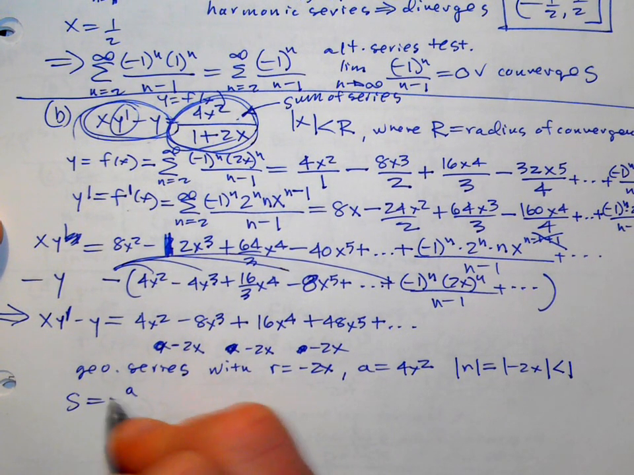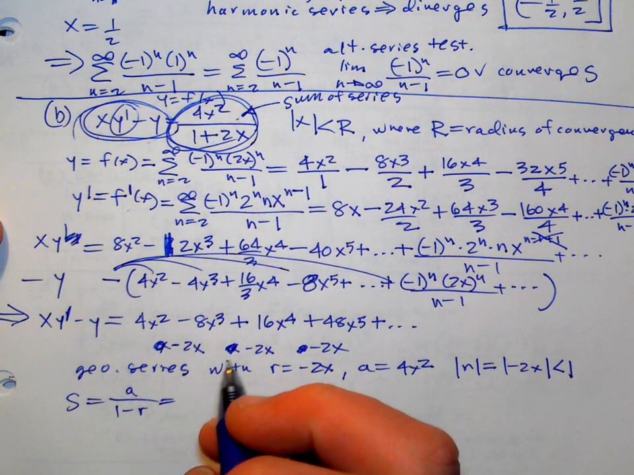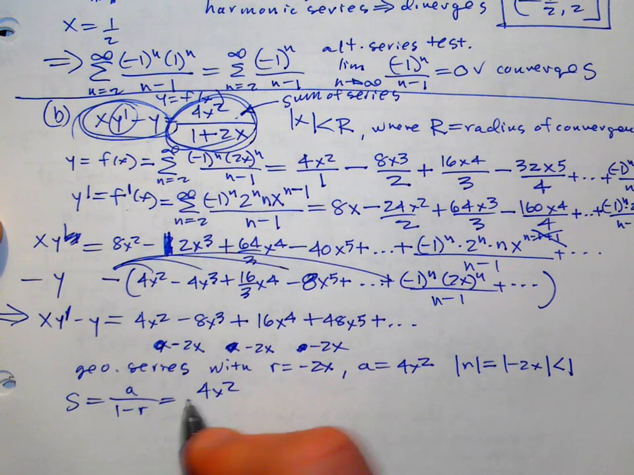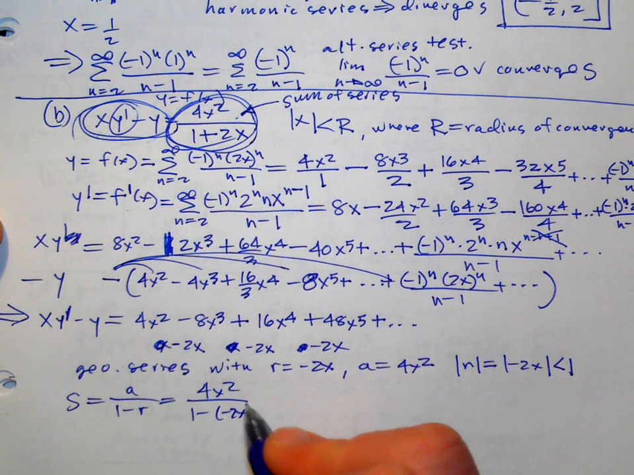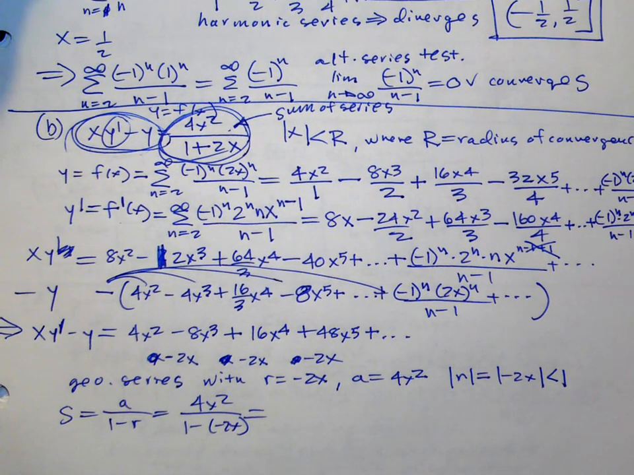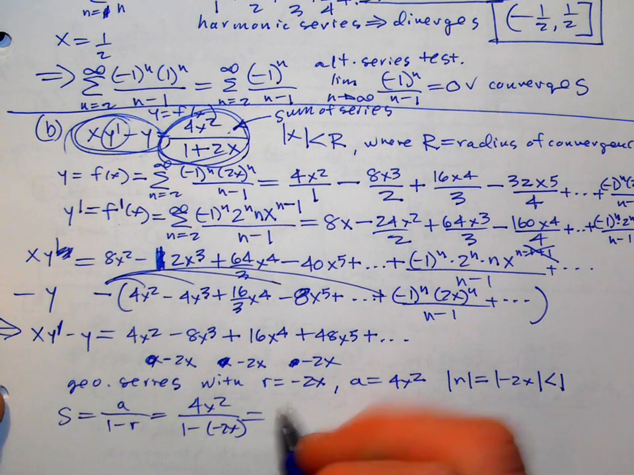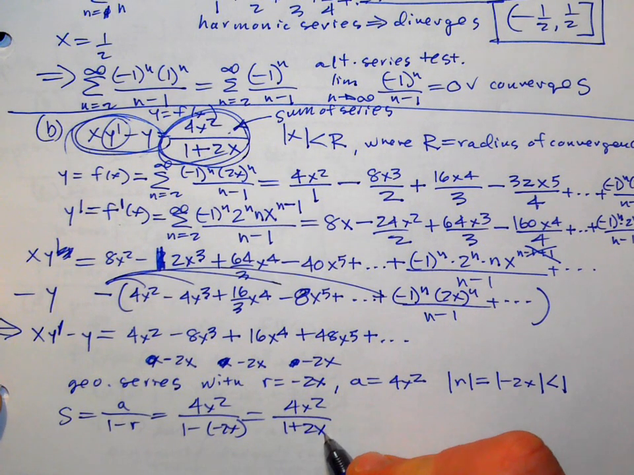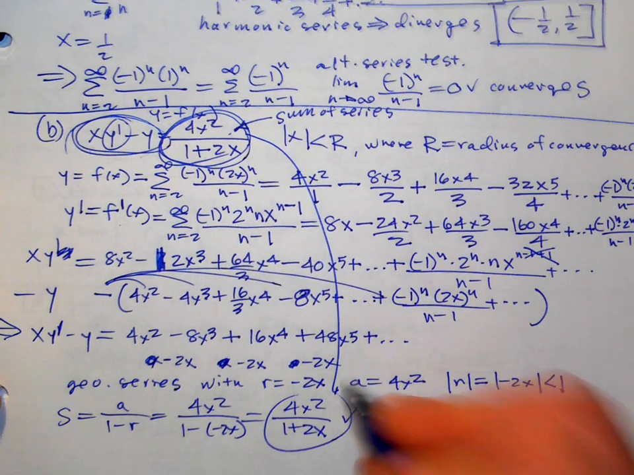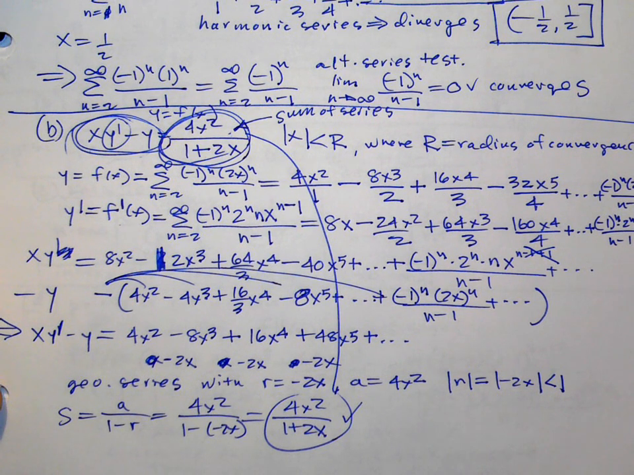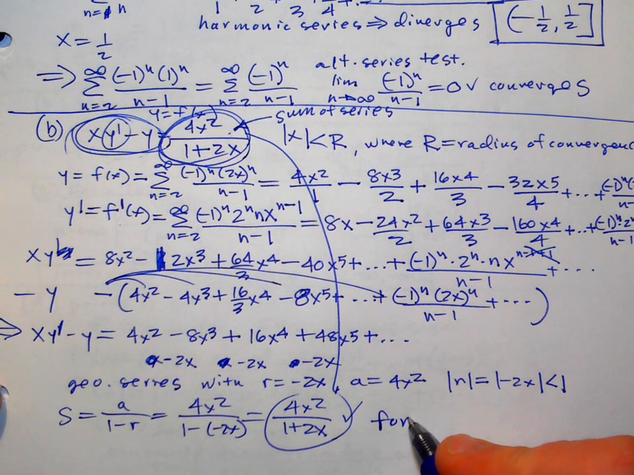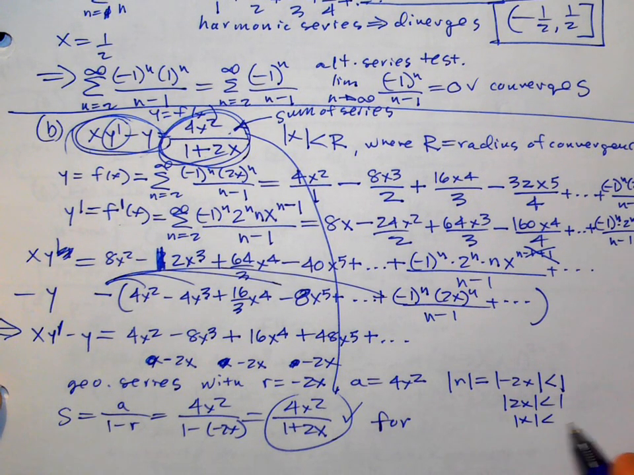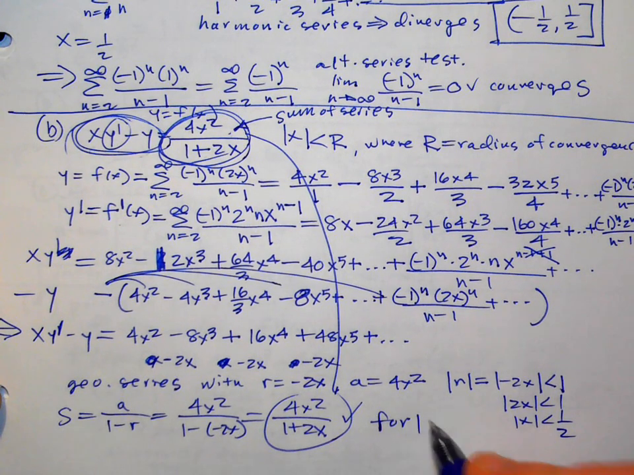The sum equals a over 1 minus r, and so it's going to be 4x squared over 1 minus negative 2x. And so we get 4x squared over 1 plus 2x. It totally worked. Now remember, the absolute value of 2x is less than 1, so the absolute value of x is less than 1/2. So I mean, we could say that.